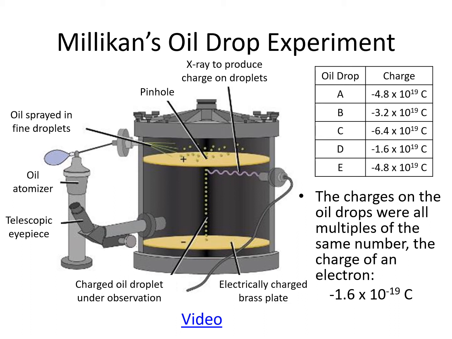In this experiment, he was able to charge drops of oil using X-rays and suspend them with an electrical charge. From this, he was able to calculate the charges of each drop and found they were all multiples of the same number, negative 1.6 times 10 to the minus 19 coulombs. He determined this must be the charge of an electron. Please watch the video linked in the slides for more details about Millikan's oil drop experiment.